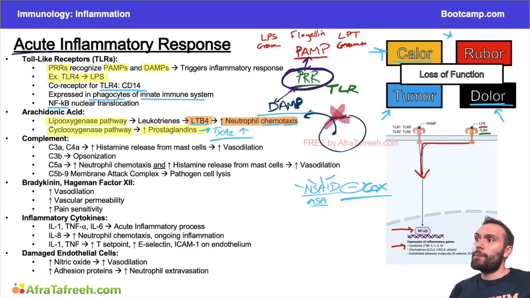And they're also sometimes given to decrease platelet formation, right? That's because it'll eventually inhibit the creation of thromboxane A2. Okay, so that's how NSAIDs fit into this. That's how aspirin fits into this acute inflammatory response.